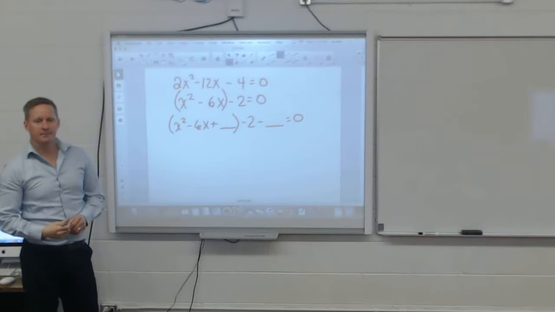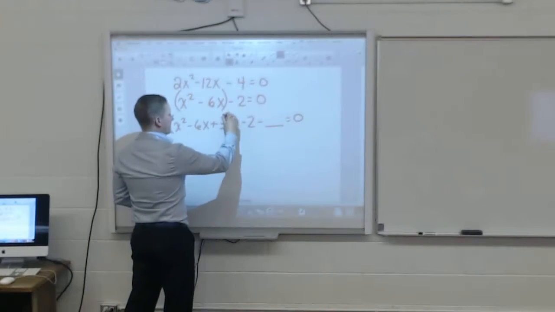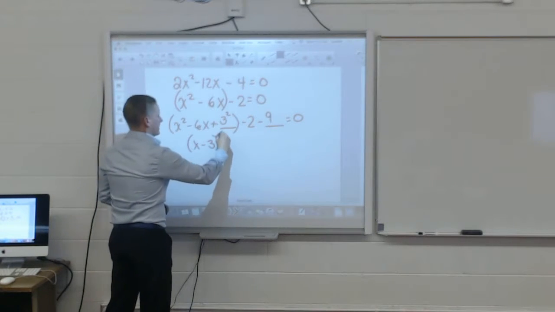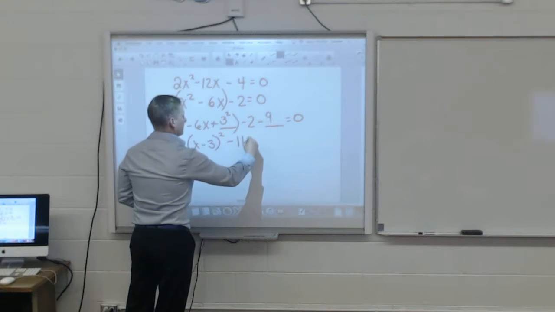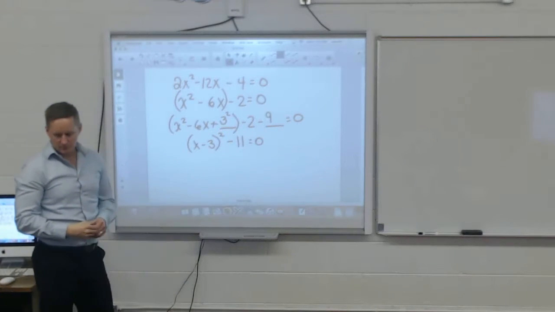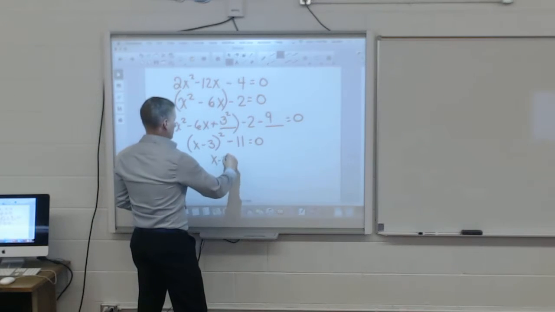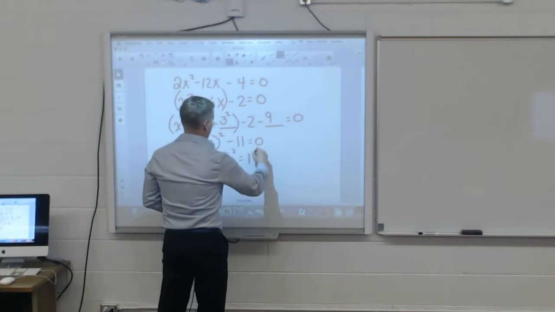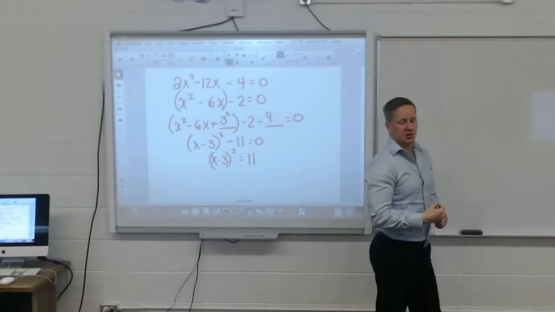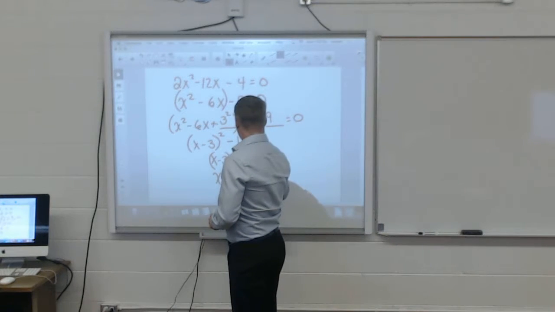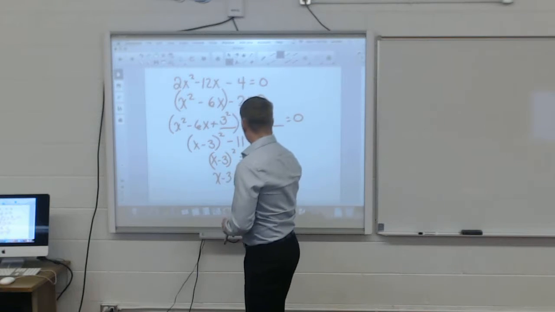What goes in the blank? 3 squared. 9. (x - 3)² - 11 = 0. So far so good. Okay, I need to get (x - 3)² by itself. Add 11. Square root. x - 3 is equal to plus or minus the square root of 11.